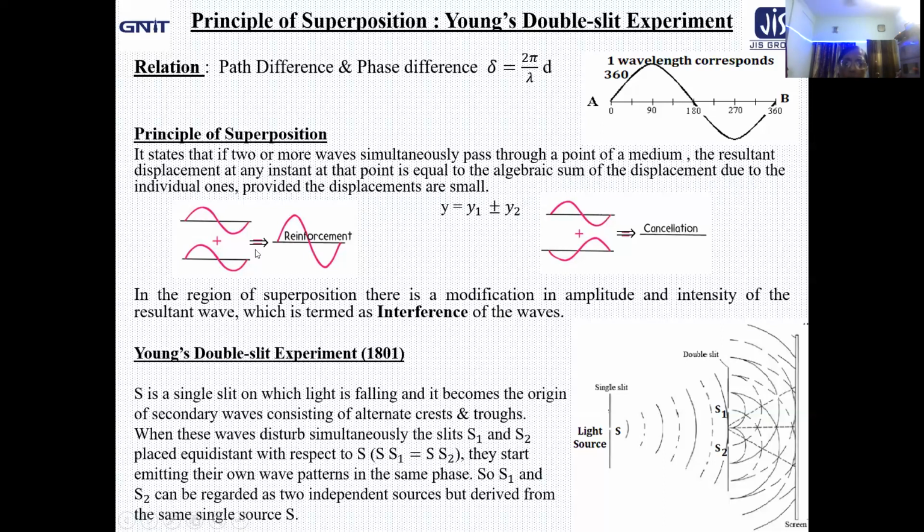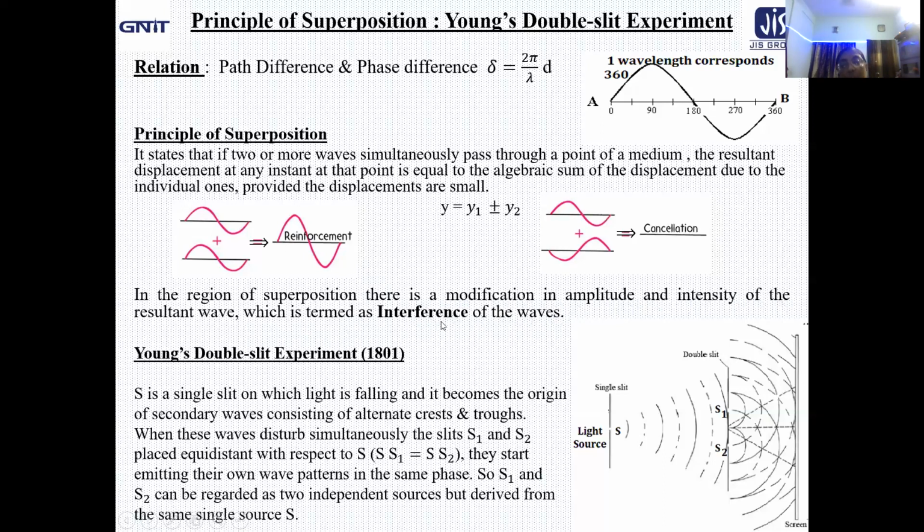Now, look at what is happening in the region of superposition. Either you are getting reinforcement or you are getting neutralization. That means in the region of superposition, there is a modification in amplitude and obviously in intensity, because intensity is the square of the amplitude of the resultant wave, which is termed the phenomenon of interference of the waves. So, in the region of superposition, there is a modification in amplitude and intensity of the resultant wave, which is termed interference of the waves.